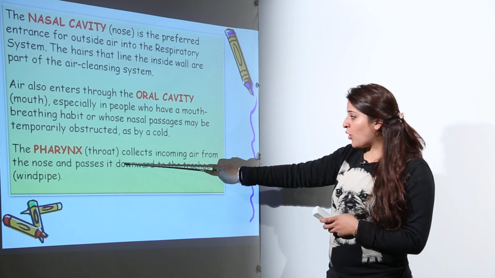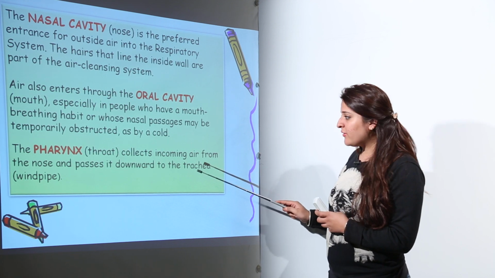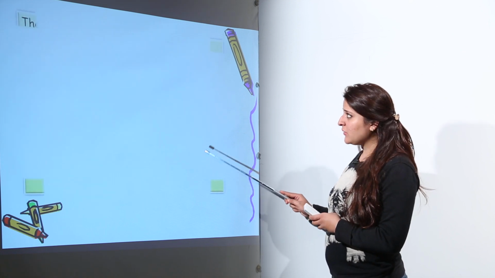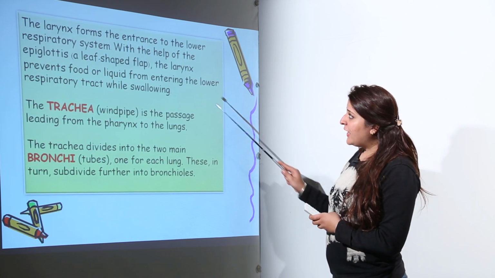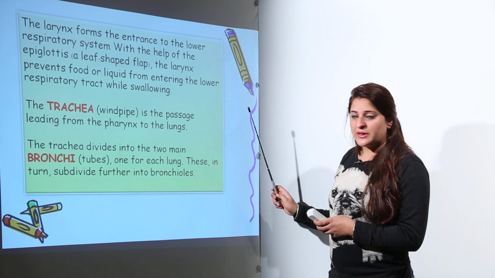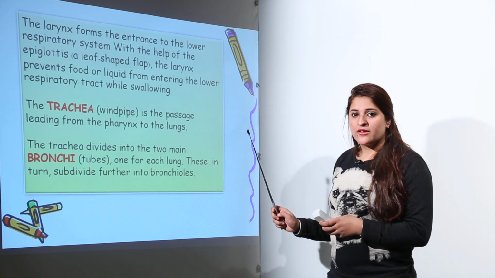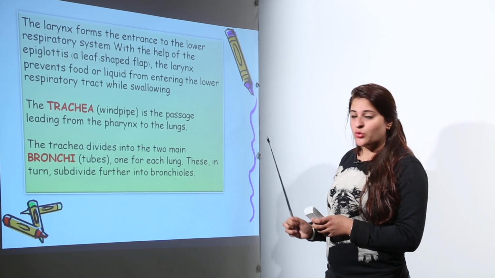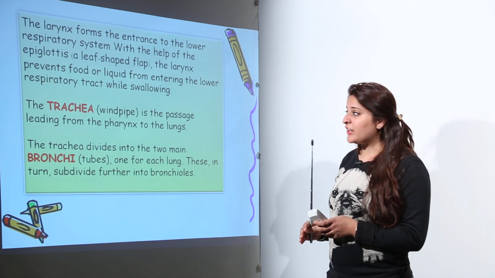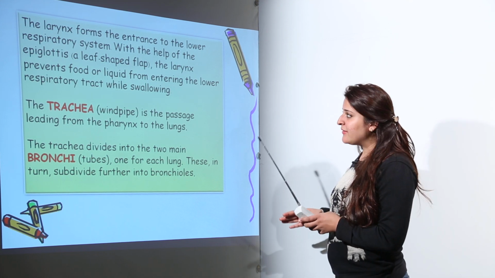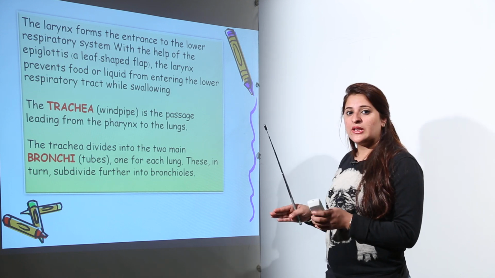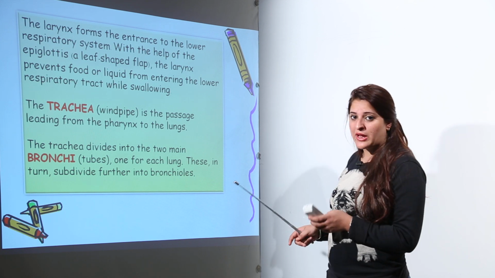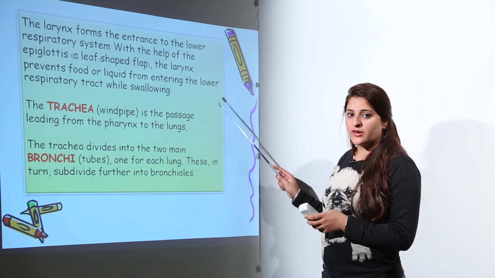The pharynx, which is the throat, collects the incoming air from the nose and passes it downward to the trachea, which is the windpipe. The next component is the larynx. The larynx forms the entrance to the lower respiratory system with the help of the epiglottis, which is a leaf-like, flap-like structure. The larynx prevents food or liquid from entering the lower respiratory tract by swelling. So, it maintains a barrier between the food and the respiratory parts, so that food does not get mixed into the respiratory tract when you are swallowing. So, this is what the larynx or epiglottis is supposed to do.